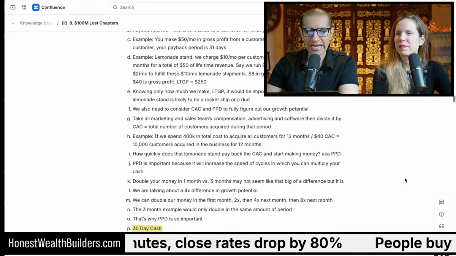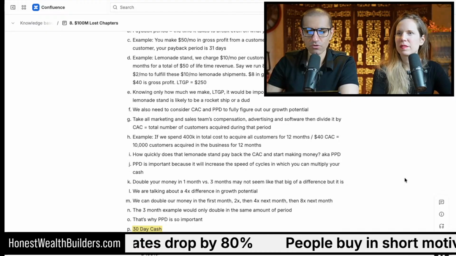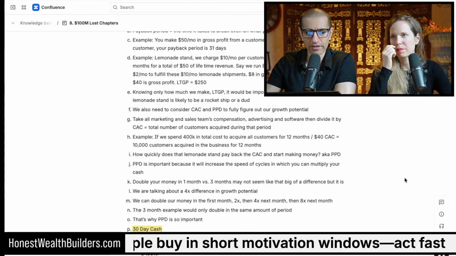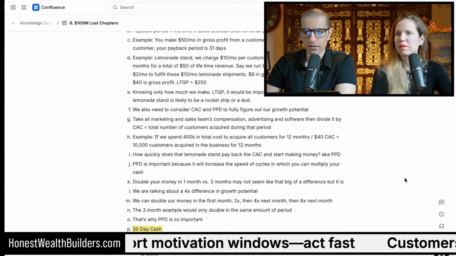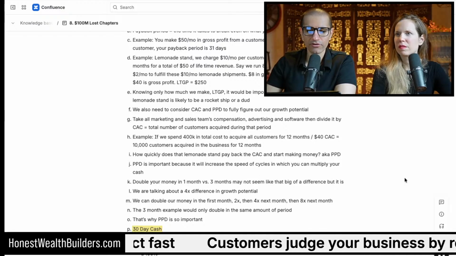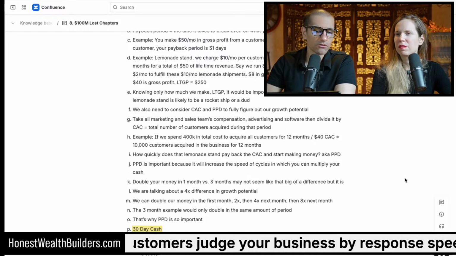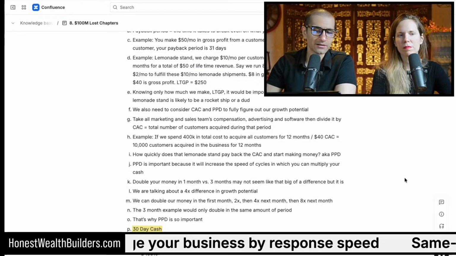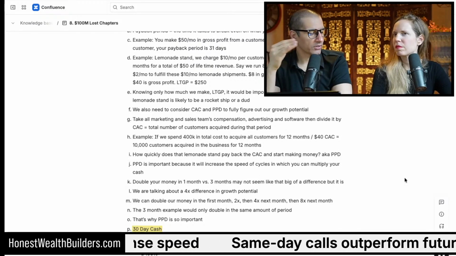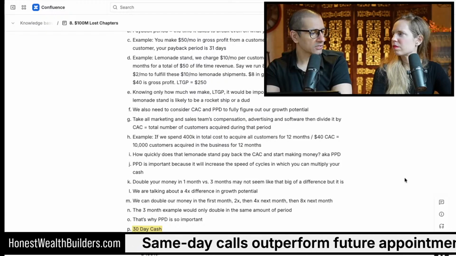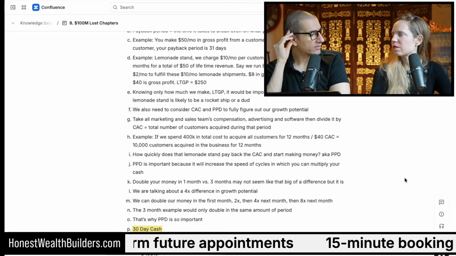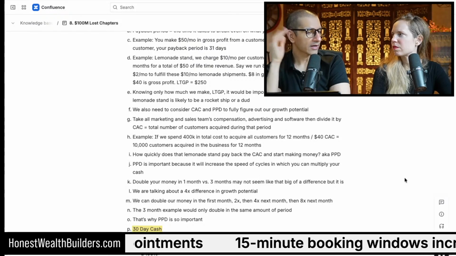Knowing how much we make in LTGP, it would be impossible for us to know if our lemonade stand is likely to be a rocket ship or a dud. We also need to consider CAC and PPD to fully figure out our growth potential. I think it's true on the land side as well. A lot of times people will say, oh yeah, I did this subdivision. I bought it for $50K, chopped it up in pieces, and sold all the pieces for like 200, or like 150 or whatever.